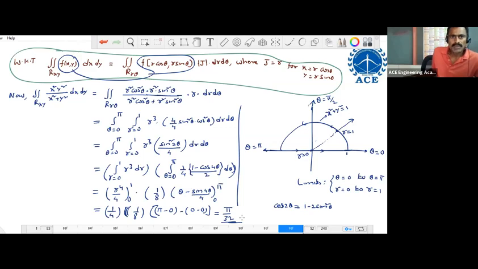So with this problem, the multiple integral topic is completed. Next, we start vector calculus. The pure calculus part, that is differential calculus and integral calculus, both are completed. Let us go to its continuation, vector calculus.